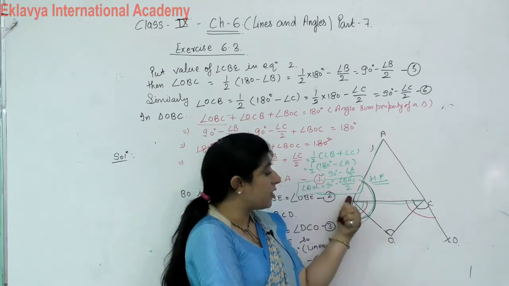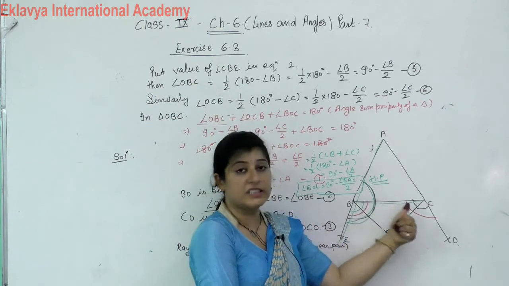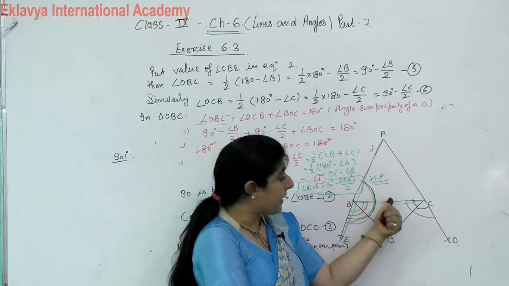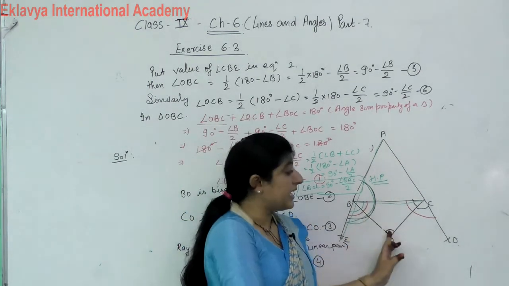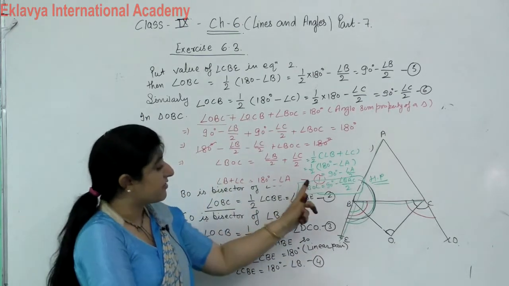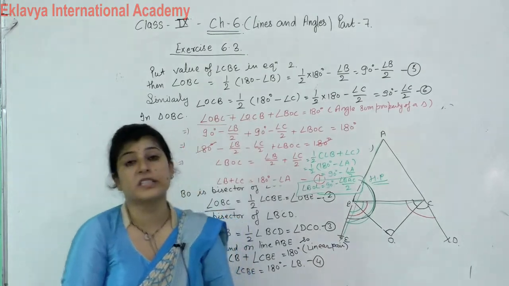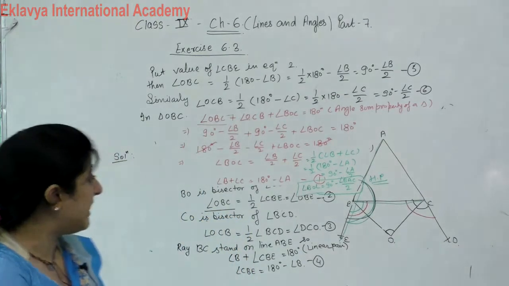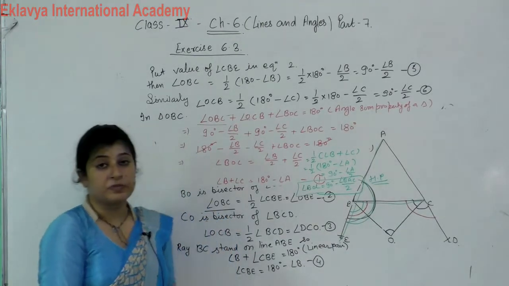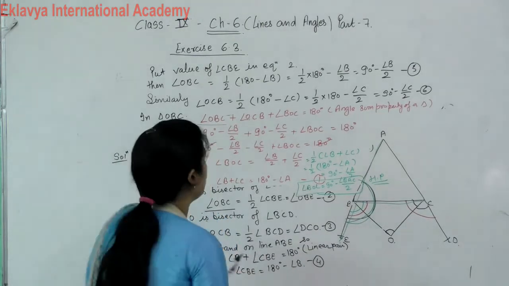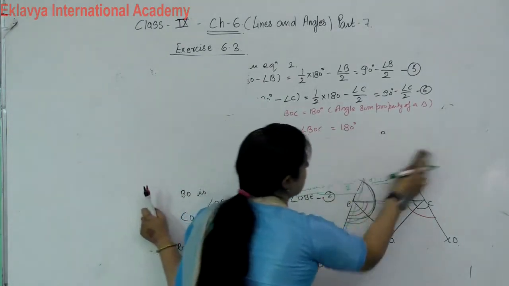We need the value of BOC. We know two values of these angles. It means we can apply the angle sum property of a triangle. Then add it and put the value of equation 1, then you get your answer, that angle BOC is equal to 90 degree minus angle BAC upon 2. Hence proved. Okay, now see questions related to this exercise, important questions.